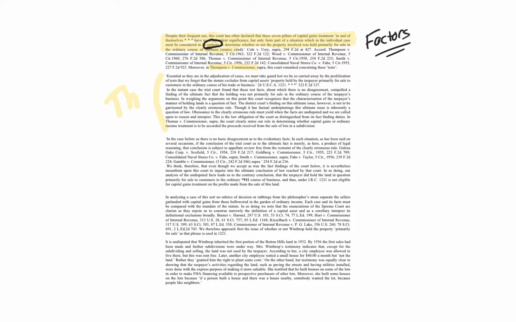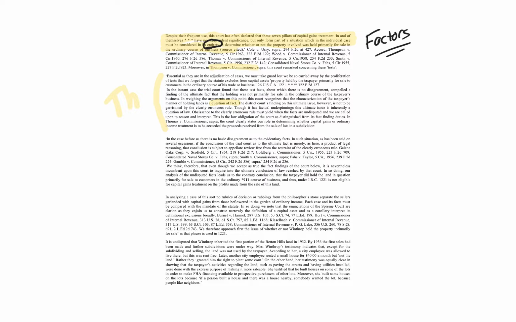In the instant case, the trial court, so this is within Thompson. In the instant case, the trial court found that these test facts about which there is no disagreement compelled a finding of the ultimate fact that the holding was not primarily for sale in the ordinary course of the taxpayer's business. In weighing the arguments on this point, the court recognizes that the characterization of the taxpayer's manner of holding lands is a question of fact. So again, it's a question of fact, meaning that it's going to be really a factors weight test.